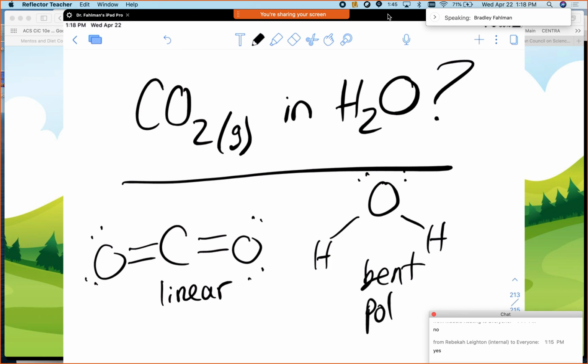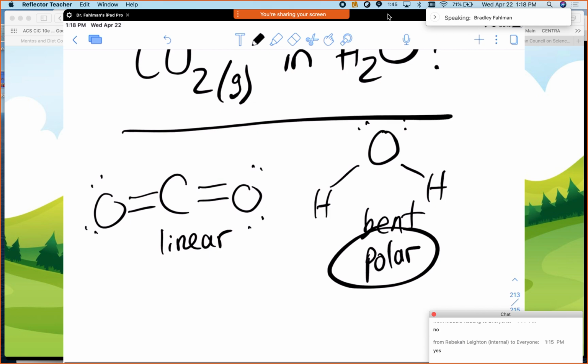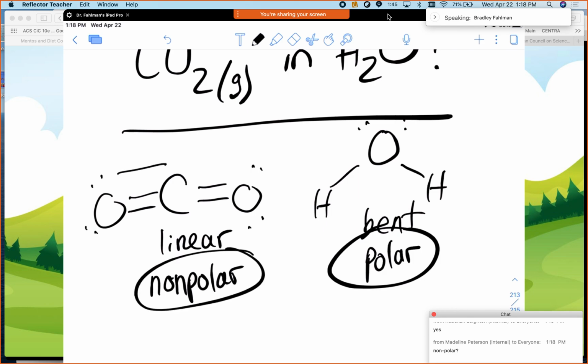So if water is polar, what do you think carbon dioxide is? Is that going to be also polar? Yeah, so that is definitely going to be nonpolar, because the dipoles, one is in that direction, one's in the other, and they cancel each other, right? So in that tug of war, the carbon is not going to be moved in any direction, okay?